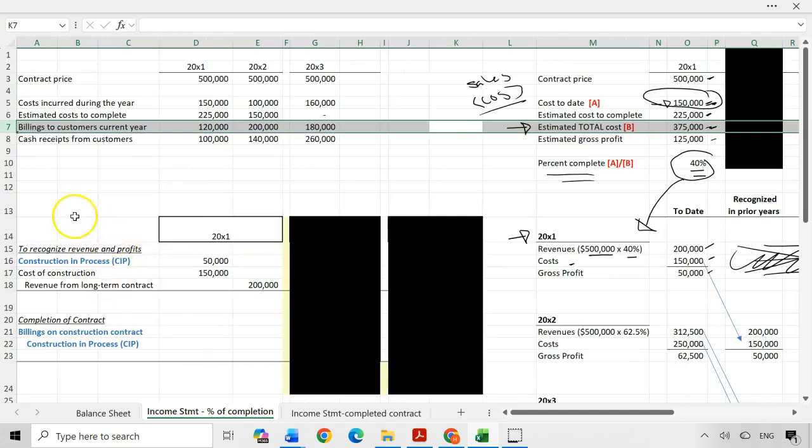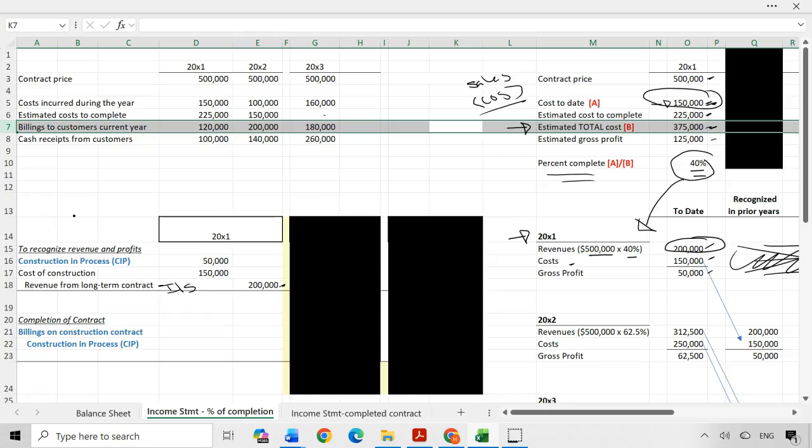And we're going to go right here, like row 14. To recognize the revenue and profits, we are going to take the $200,000 from right here and credit revenue from long-term contract. That is going to go on my income statement.